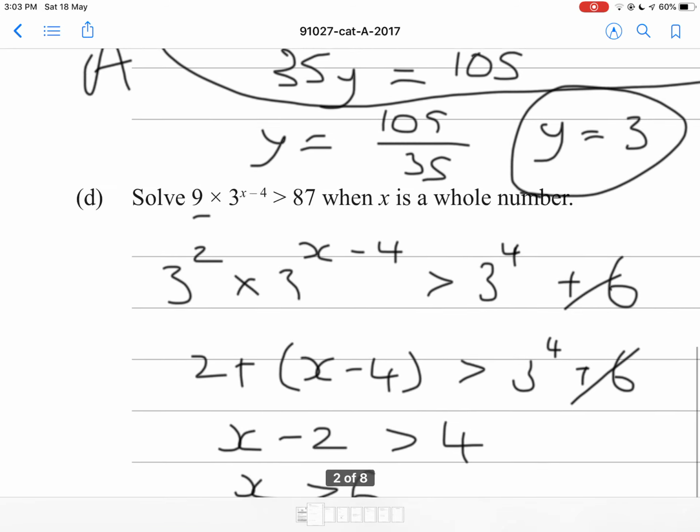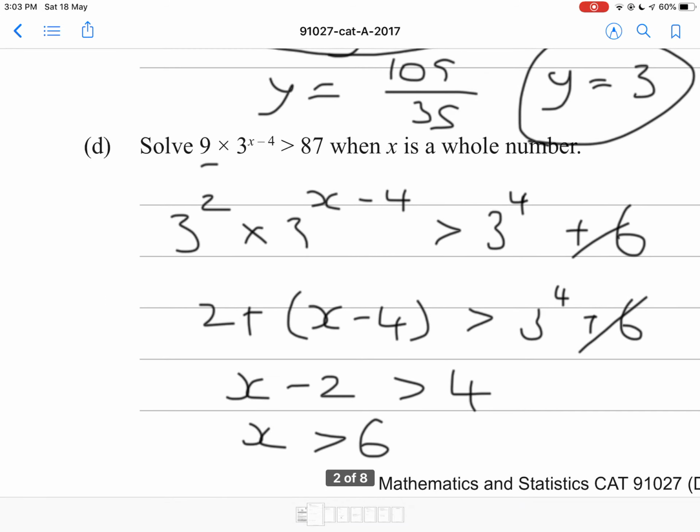Okay, so for example, let's say x is 7, right? So we'll substitute this into the original equation. So let's say x is 7, so it'll become 9 times 3 to the power of 7 minus 4. So that would be 3 to the power of 3. And that gives us 243, which is bigger than 87, okay?